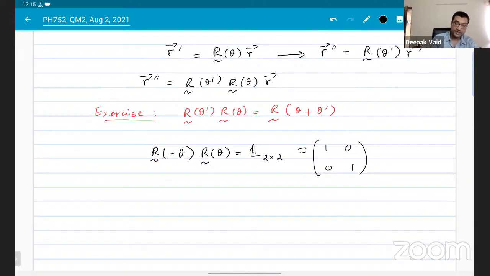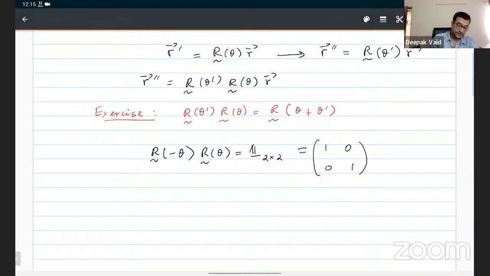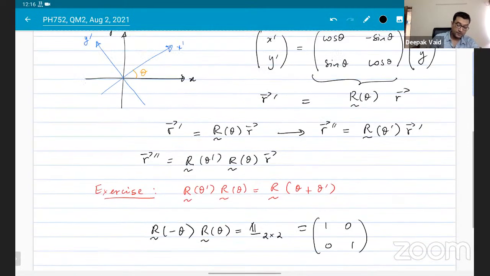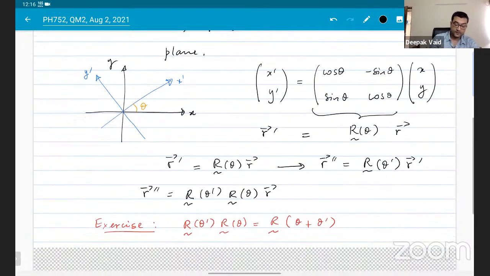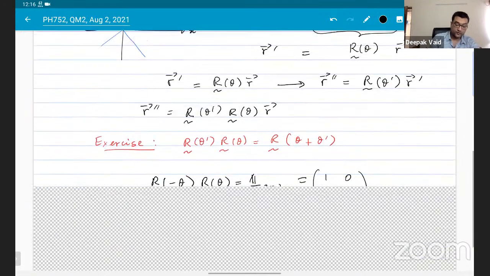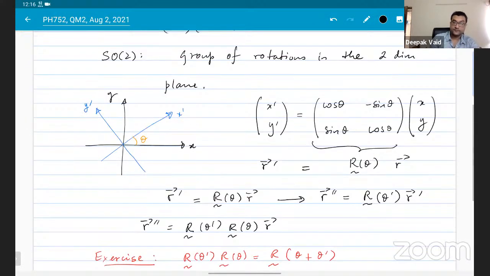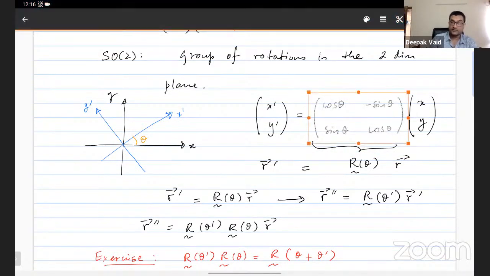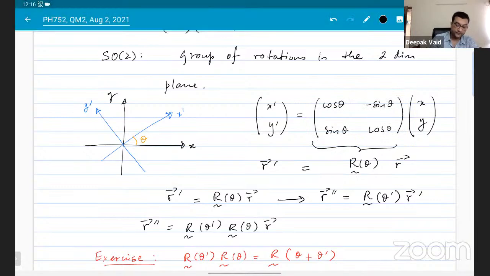What is the identity element? The identity element is just the identity matrix. The inverse is given by this expression, R of minus theta. And the elements of this group are 2 by 2 matrices, right? But not any arbitrary 2 by 2 matrix, right? These matrices have some special properties. What properties do they have?